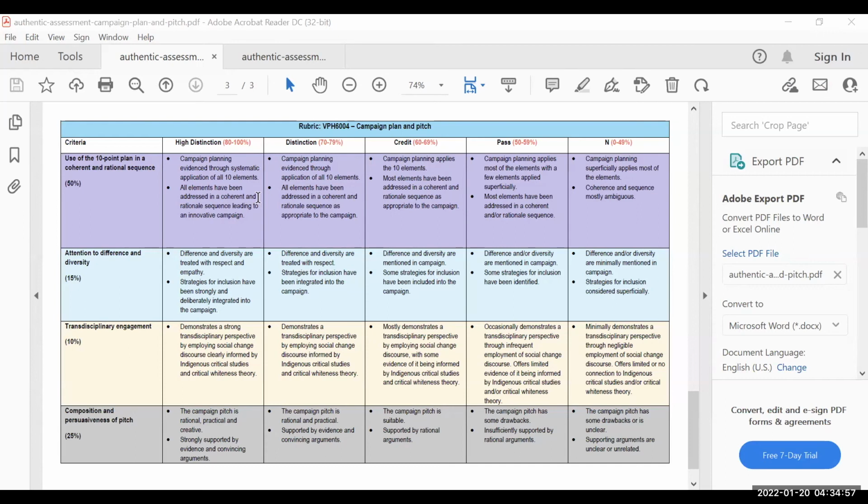Yeah, so where is the bit that describes planetary health? The knowledge. The third one, I think, transdisciplinary engagement. No, that's engagement, it's not knowledge. And it specifies indigenous critical studies and critical whiteness theory. Sorry, I was put off by the criteria title. And planning. So the first one, I think, first bullet point.